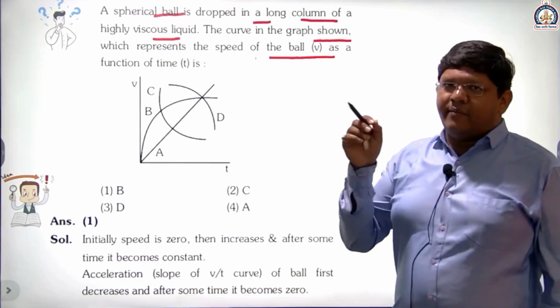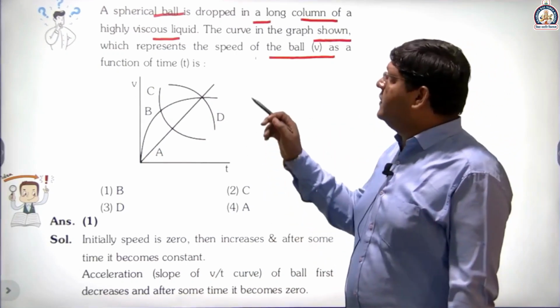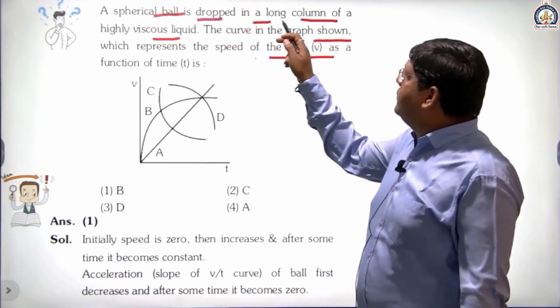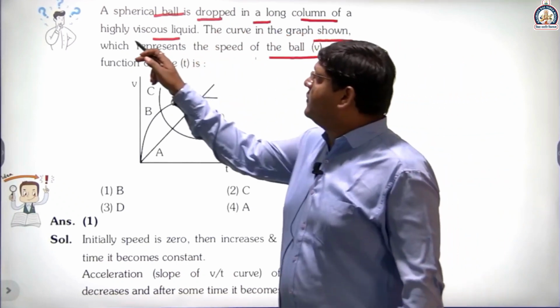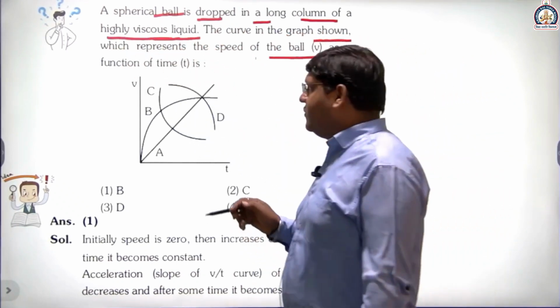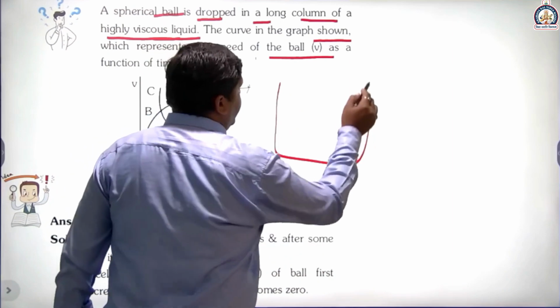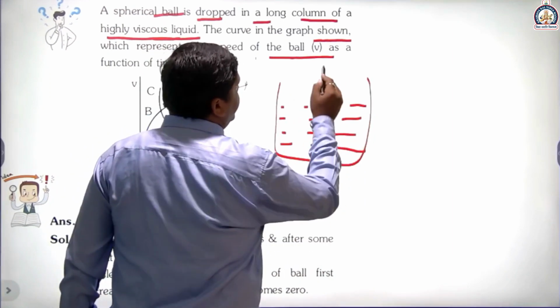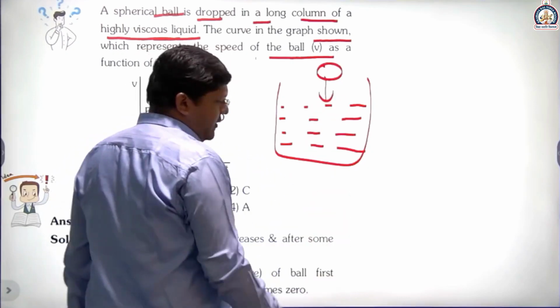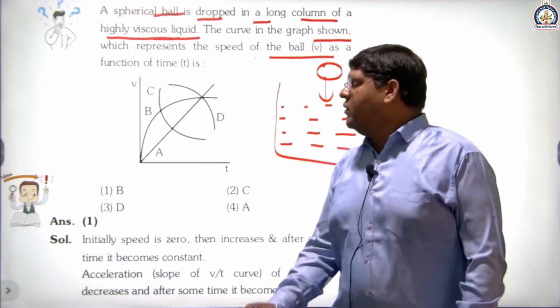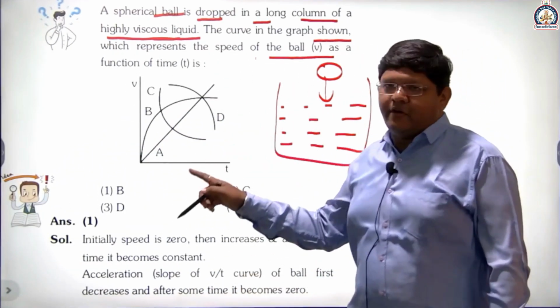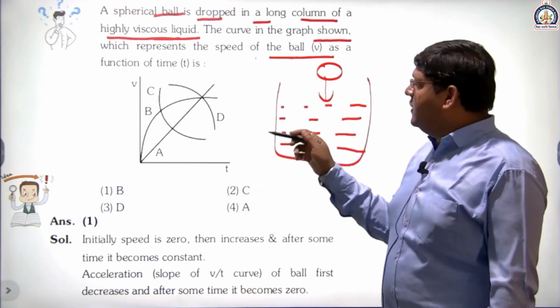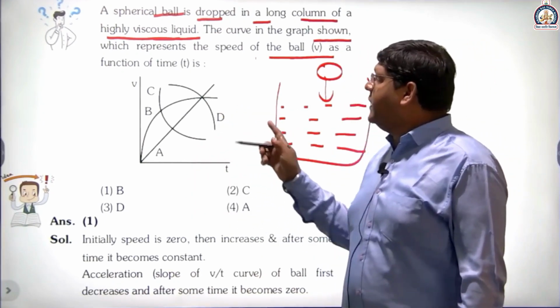We are provided with a condition. The condition is a spherical ball is dropped in a long column of highly viscous liquid. Okay, suppose we are provided with a column filled with a liquid whose viscosity is high, and in this a ball is dropped. This is the required question. We just have to see which plot matches our conditions, whether it is A, B, C or D.